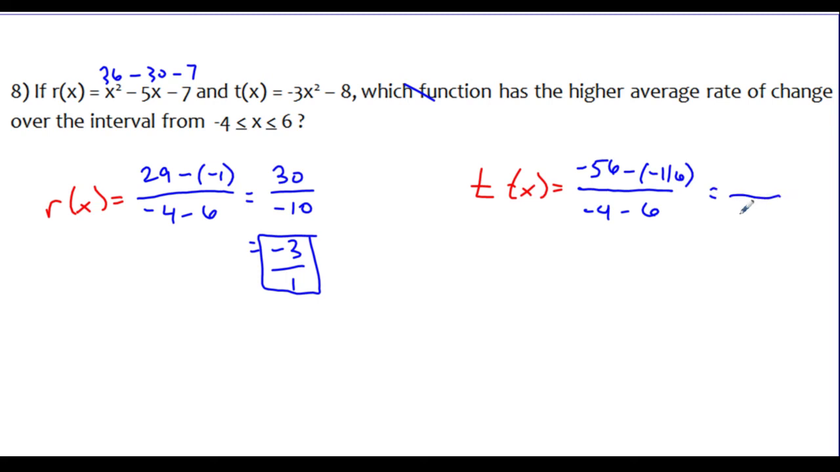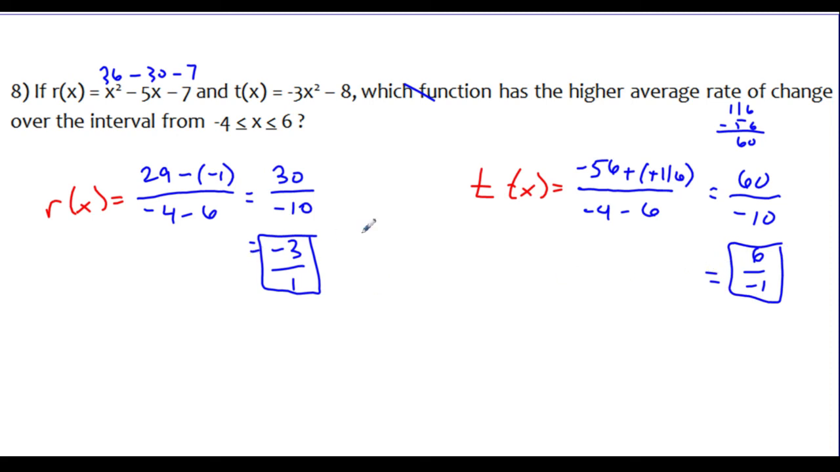The bottom is still -10. The top, again, I've got to do plus plus. So I'm going to just make sure I check this. 116 minus 56. Okay, well that's going to be 60. So I'm going to say on top when I simplify these, I'm going to get a 60. Okay, so the average rate of change here is 60 over -10, or -6.